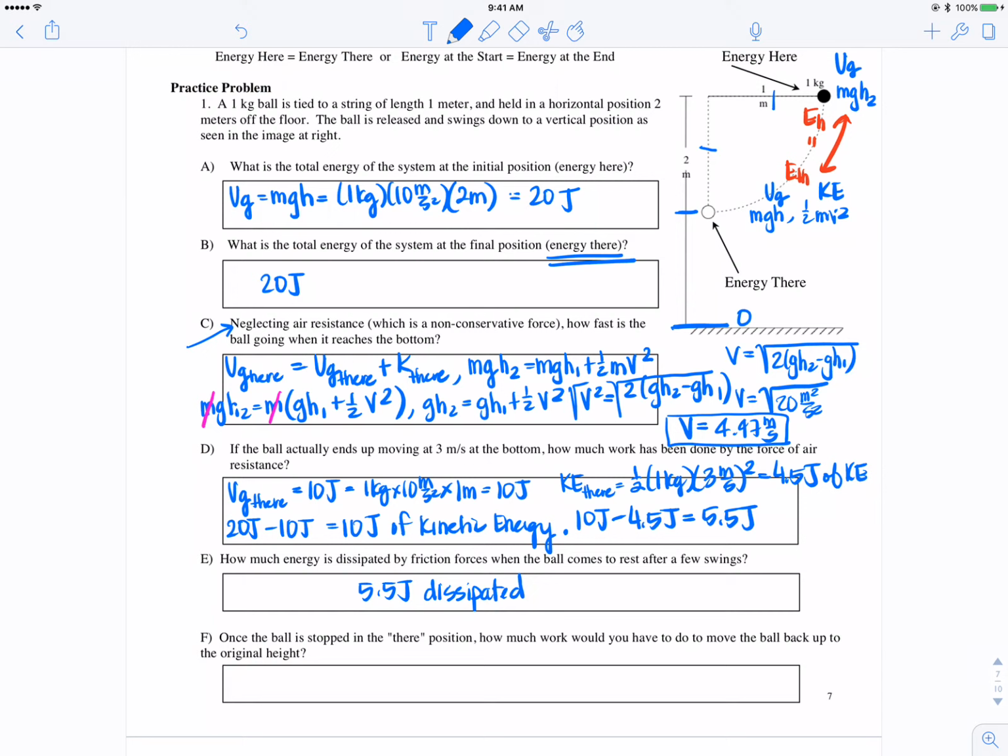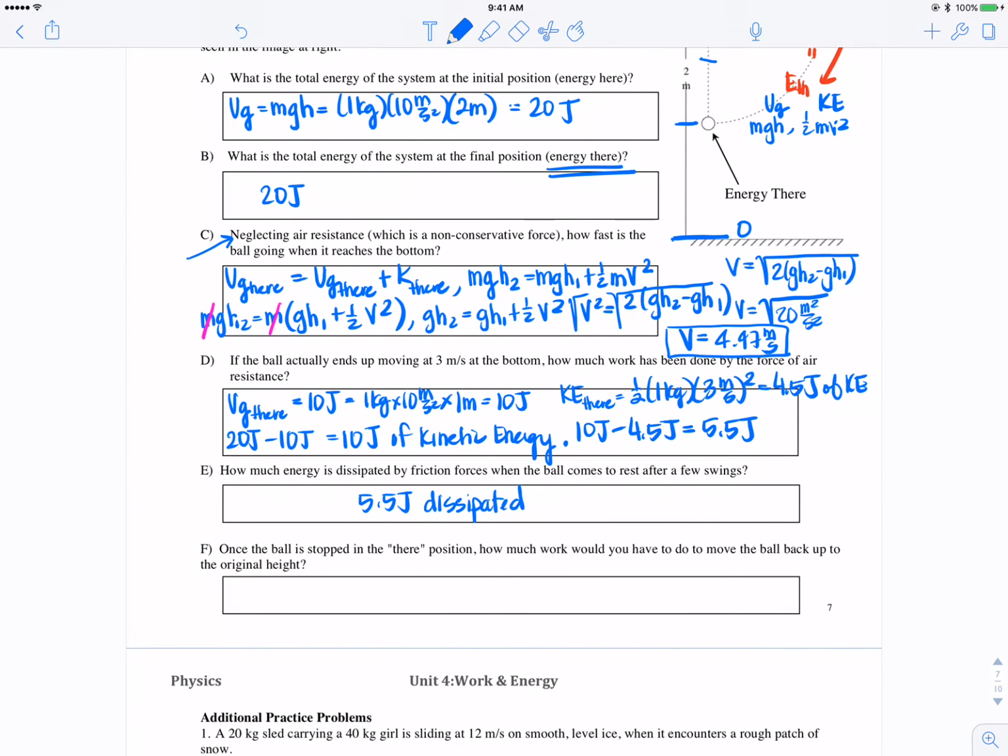Once the ball is completely stopped in the there position, how much work would you have to do to move the ball back up to the original height? Well, if the ball is stopped in the there position, then there's only gravitational potential energy. And how much? Well, there's only 10 joules because it's only 1 meter away from the Earth. So in order for me to move it to the here position, where there are 20 joules of potential energy because it is 2 meters away from the Earth, I must have to do 10 joules of work.